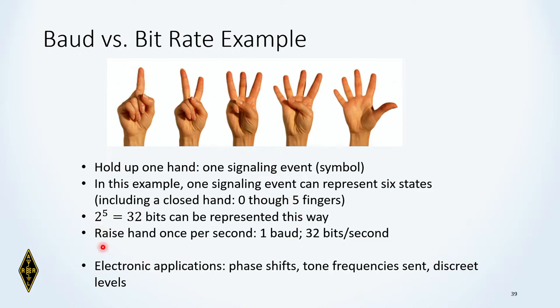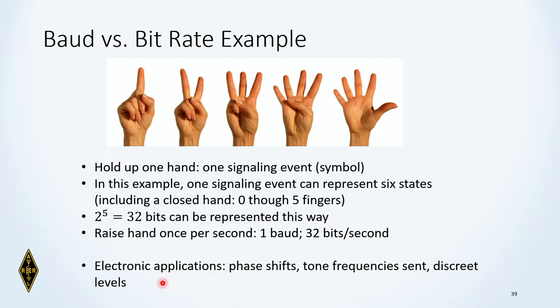Five elements would give us the opportunity: 2 to the 5th equals 32. So we could actually represent 32 values of information just by combinations of fingers. So if we raise the hand once per second, that's one baud. It could be as many as 32 bits per second if we had values assigned to each finger.